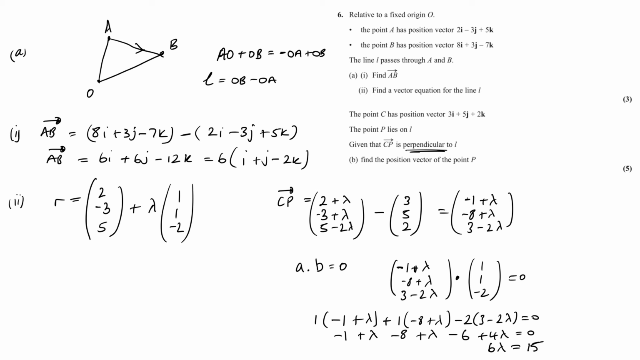So that means, let me just make a bit of space. No, actually I'll just fit it over here. So we got 6 lambda equals 15. Lambda is 15 over 6. We can divide by 3, so it's 5 over 2. So lambda there is 5 over 2.